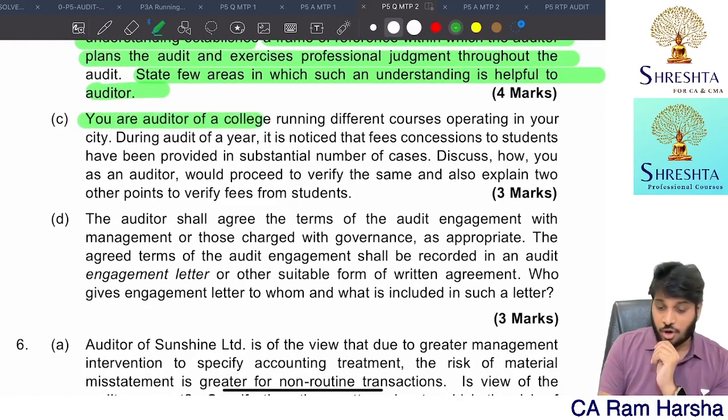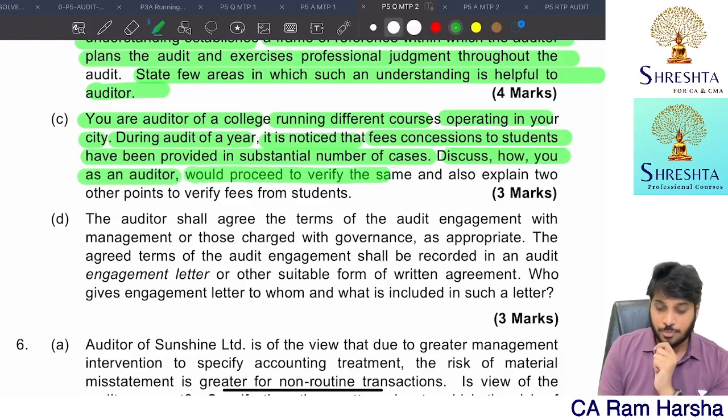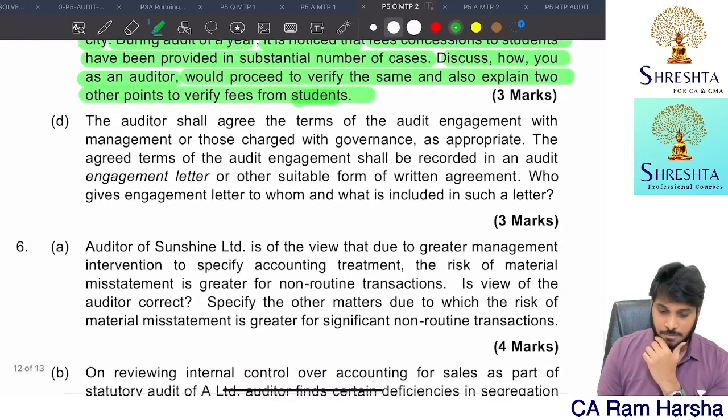You are the auditor of a college running different courses operating in your city. During the year, it is noticed that fee concessions to the students have been provided in a substantial number of cases. Discuss how you as an auditor would proceed to verify the same. Audit of education institution, verification of fee receipts from students. Right question. Different types of entities.